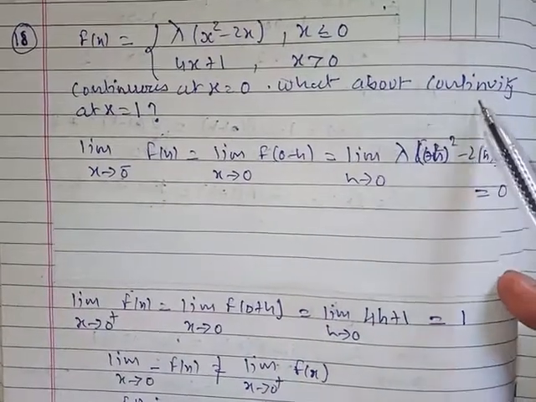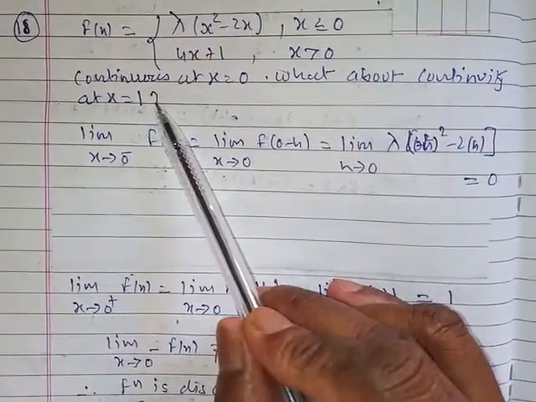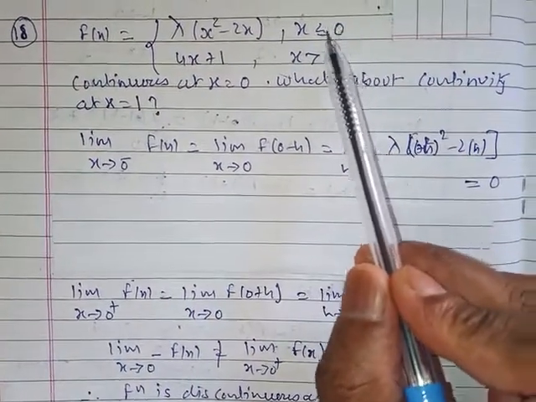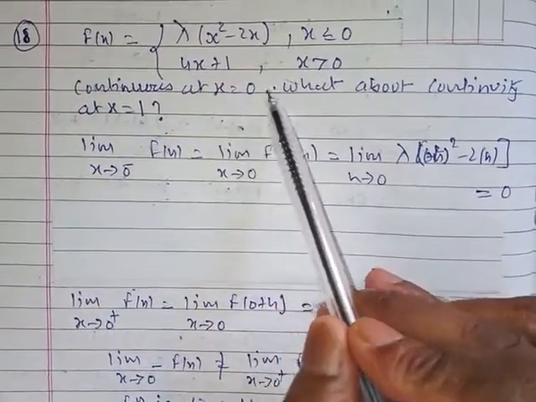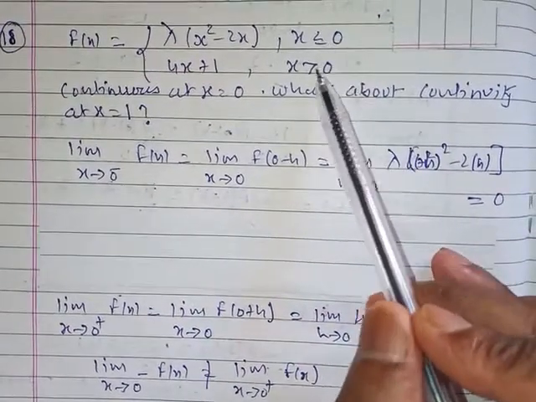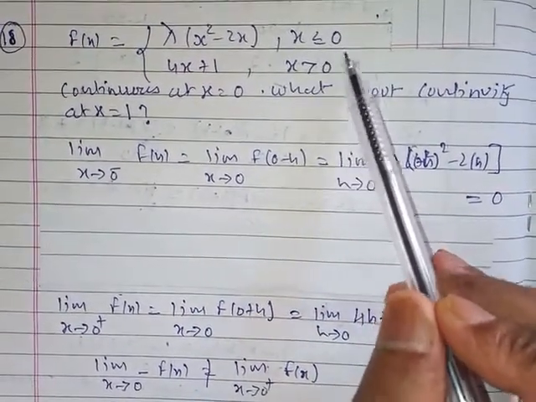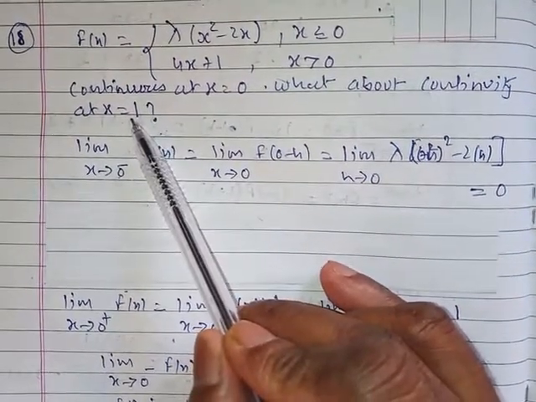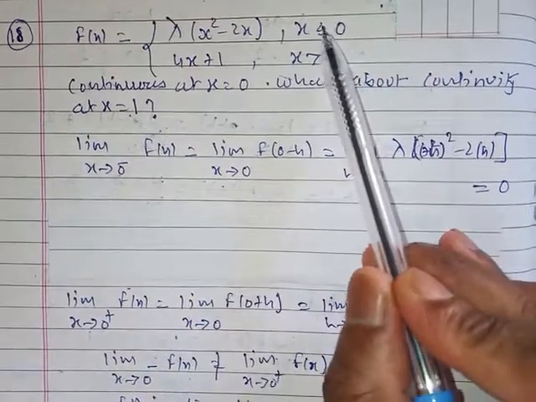What about continuity at x is equal to 1? Where do we have to check? First we have to check x is equal to 0. Even if this is not given, we can know from this that we have to check the continuity at x is equal to 0. Then we'll check at x is equal to 1.